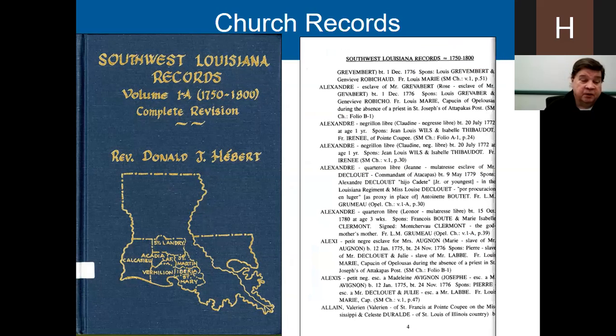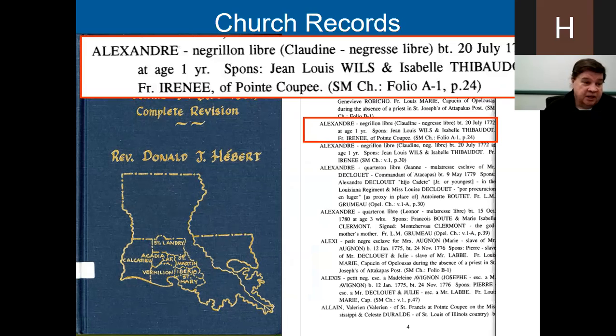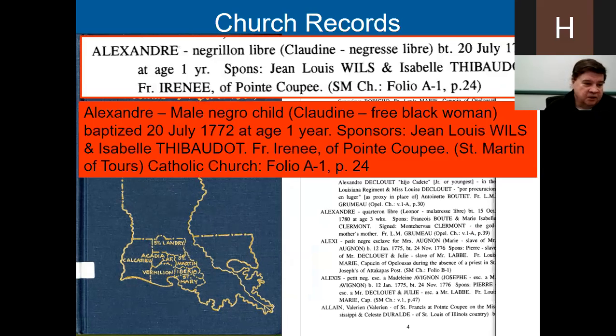Church records is another place you might find birth records. This is from Southwest Louisiana, a Roman Catholic area. In this case, we have this record, basically translated. It's Alexandre, a male Negro child, son of Claudine, who was also a free black woman, who was baptized on the 20th of July at the age of 1 year. So if he was 1 year old, we can probably come pretty close to his birthday. It listed the baptismal sponsors, and it says what church it came from, in this case St. Martin of Tours in St. Martinville.